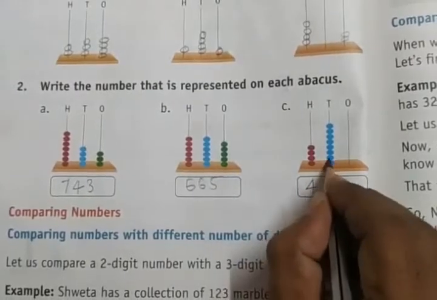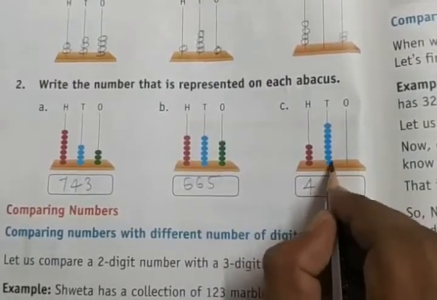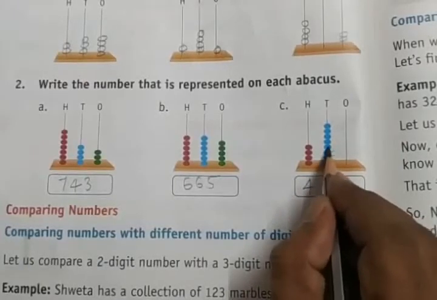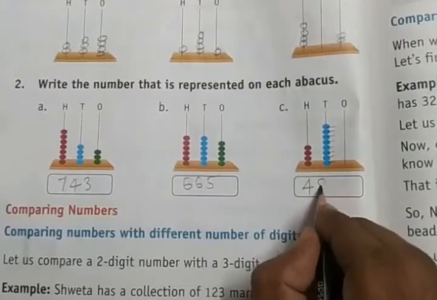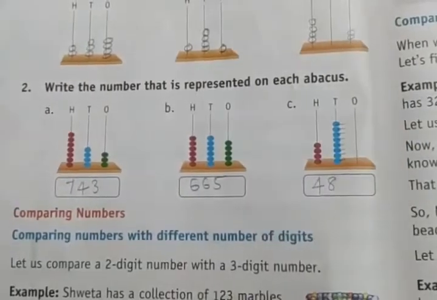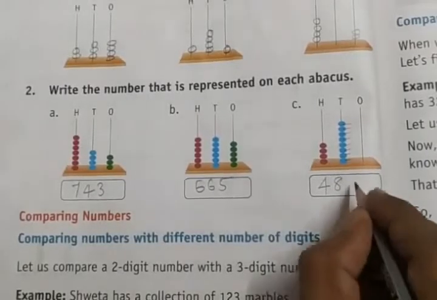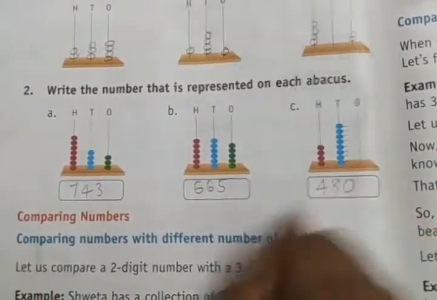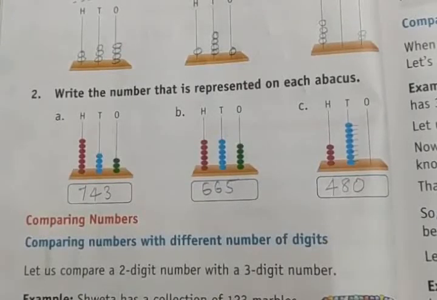400s. 1, 2, 3, 4, 5, 6, 7, 8. Right, 8. At the ones place, no beads are there on the spike, so we need to write 0 in the number. We have to represent 0. 480. Right? Any doubts in this?